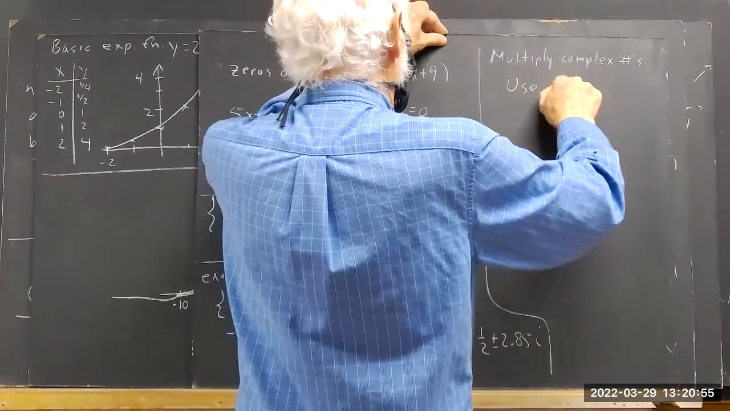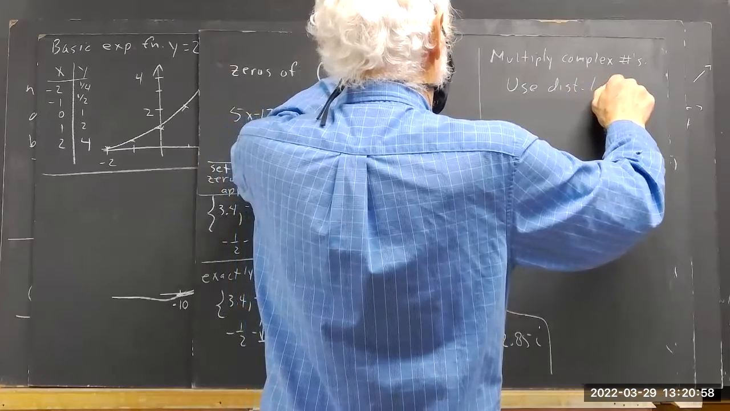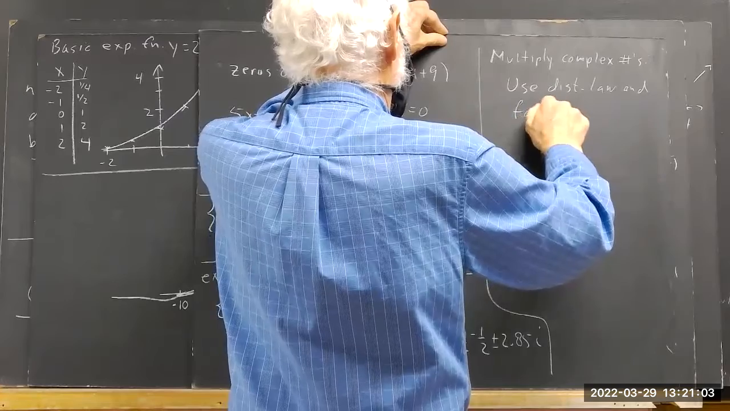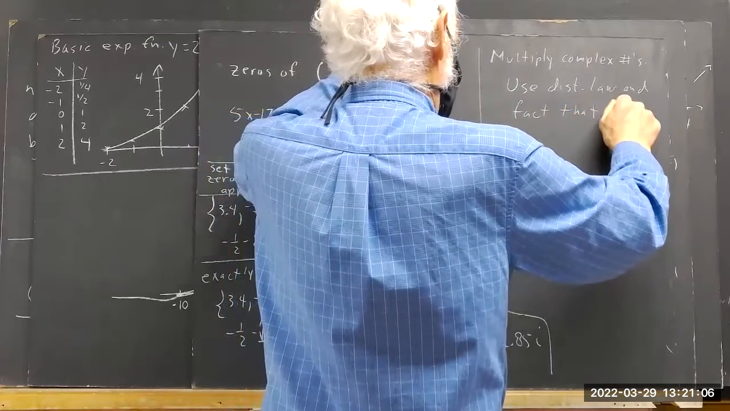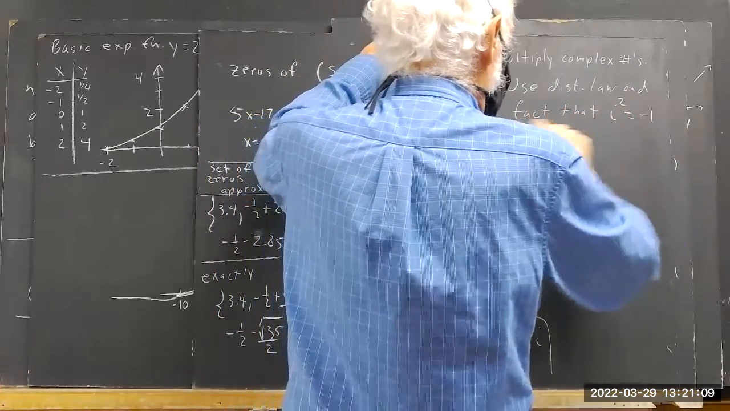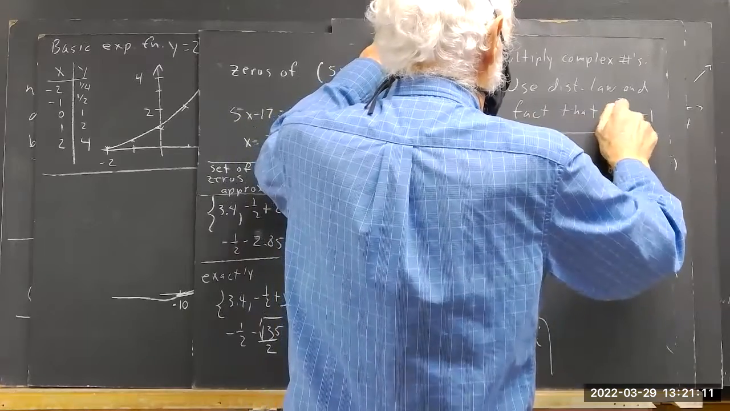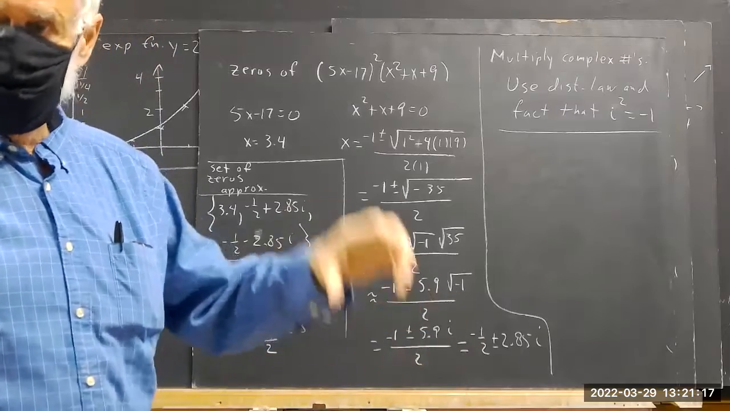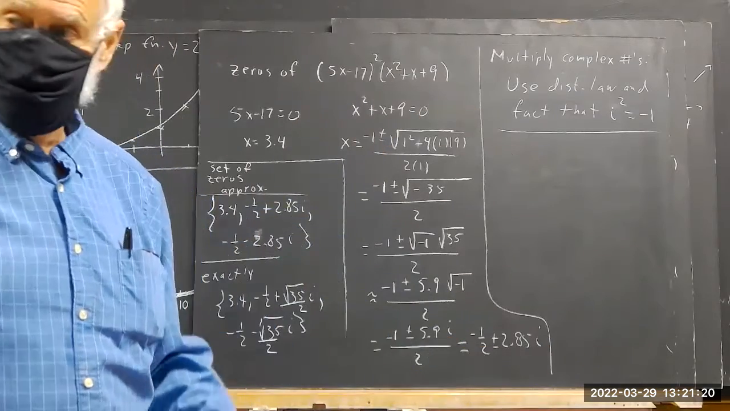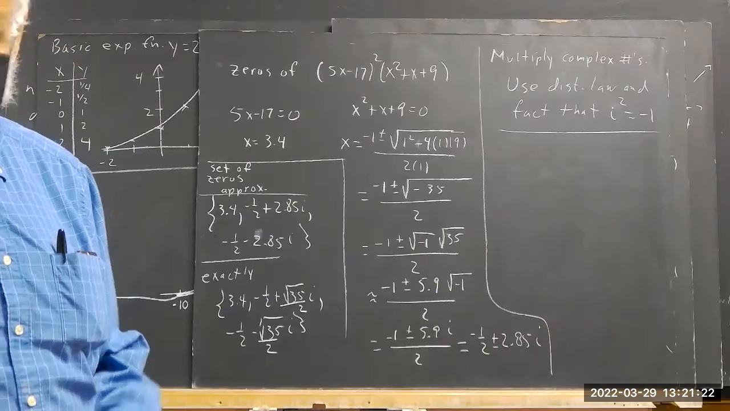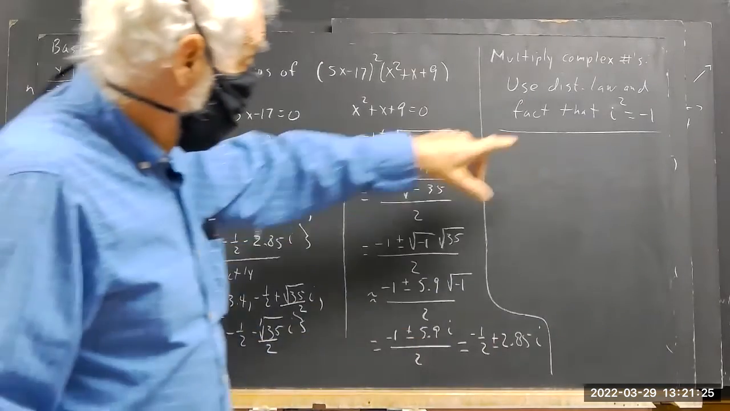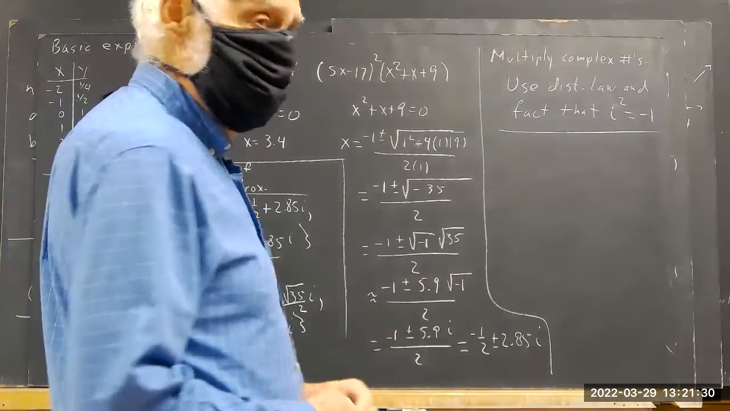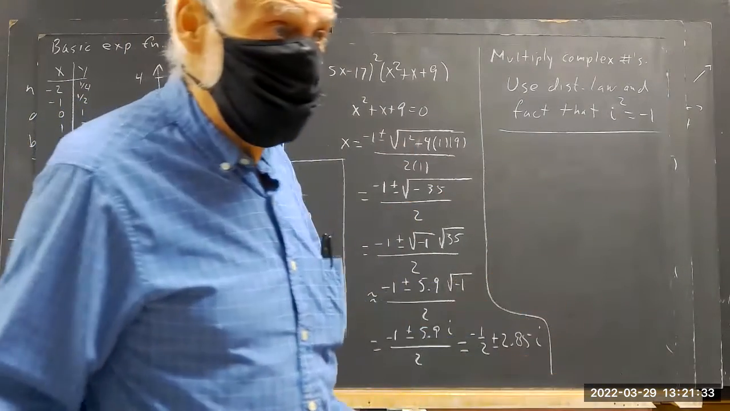Multiply complex numbers using the distributive law, and the fact that i squared is -1. If i is the square root of -1, when you square that, you do the square root of -1 times the square root of -1, which gives you -1. Okay, that's what square root and square means. So we use the distributive law and this fact, and I can illustrate that with one simple example.